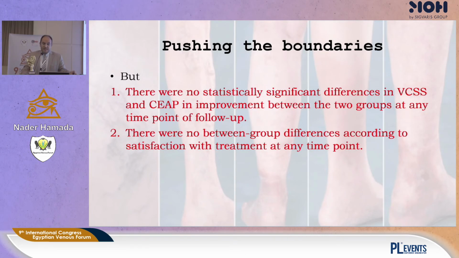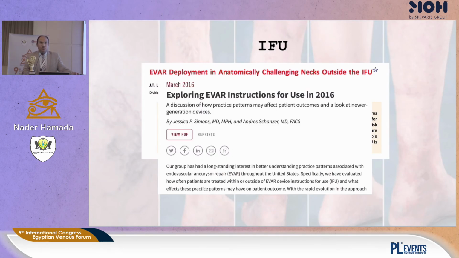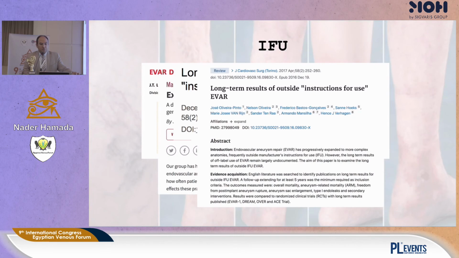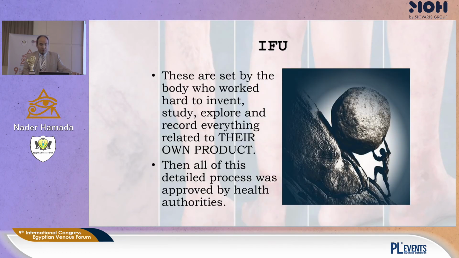There was no statistically significant difference in the venous clinical severity score and CEAP classification improvement between the two groups at any time point of follow-up. And this is the main paper conclusion: there were no between-group differences according to satisfaction with treatment at any time point. So we know from recent history that pushing the boundaries and going outside IFUs always carries a worse prognosis, and we have to remember not to do any harm.